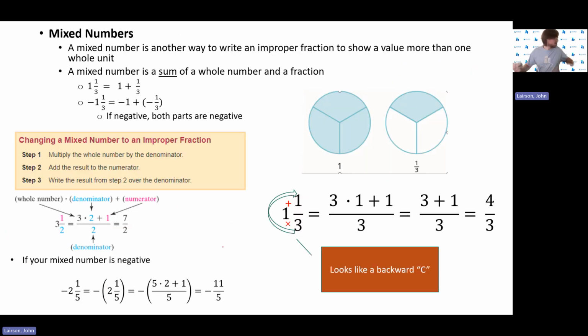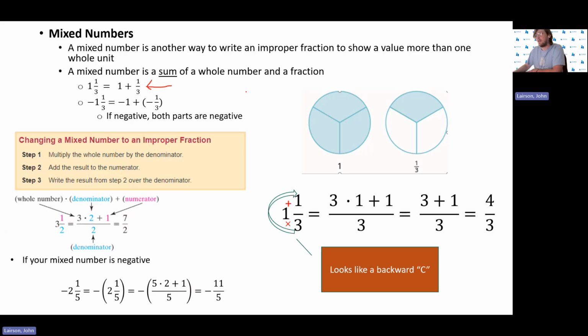So mixed numbers. Mixed numbers aren't really fractions, but we're talking about it all together. A mixed number is a whole number plus a fraction, right? So 1 and 1/3 here. That's the same thing as 1 plus 1/3. And so as you can imagine, these mixed numbers are always going to be bigger than 1.